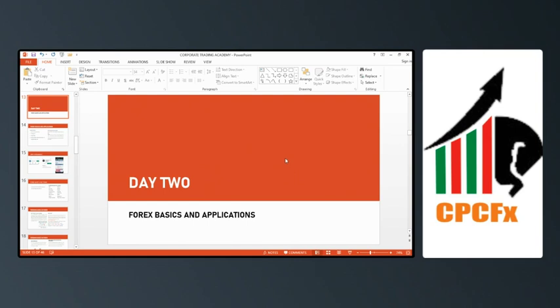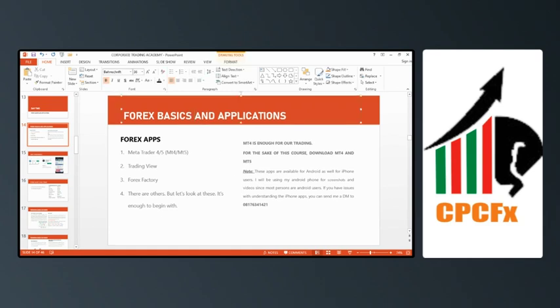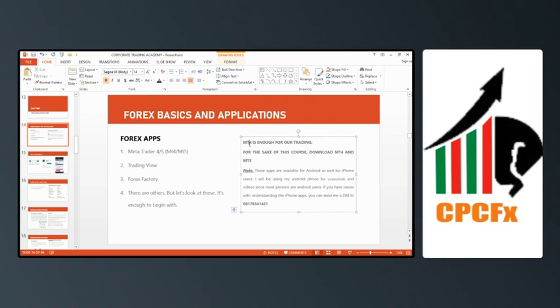Introduction to forex trading. So today we'll be looking at forex basics and applications. We are going to start with forex applications. When we say forex applications, we mean the apps that we use during our trading to do analysis, to check fundamentals, and to do other things.